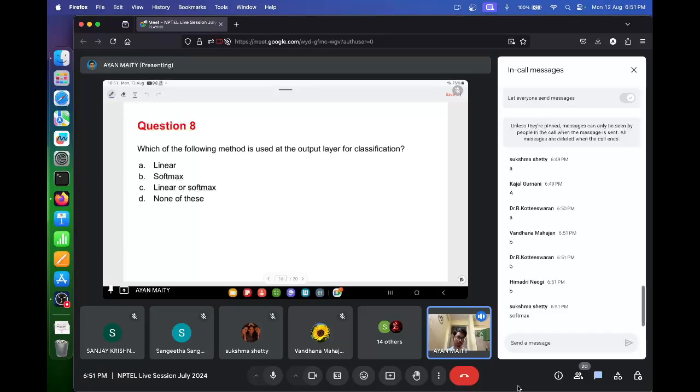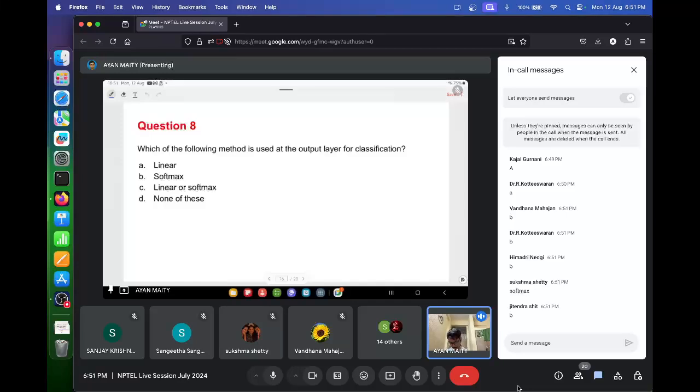Mandana says option B. Dr. R. Kotteswaran says option B. Himadri says option B. Sushma says softmax. Jitendra says option B.